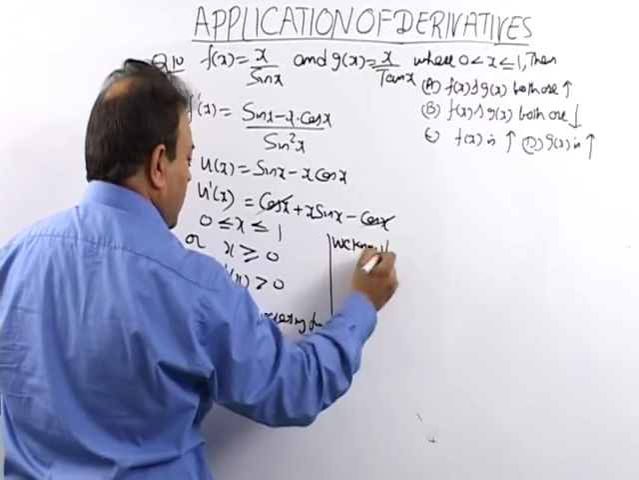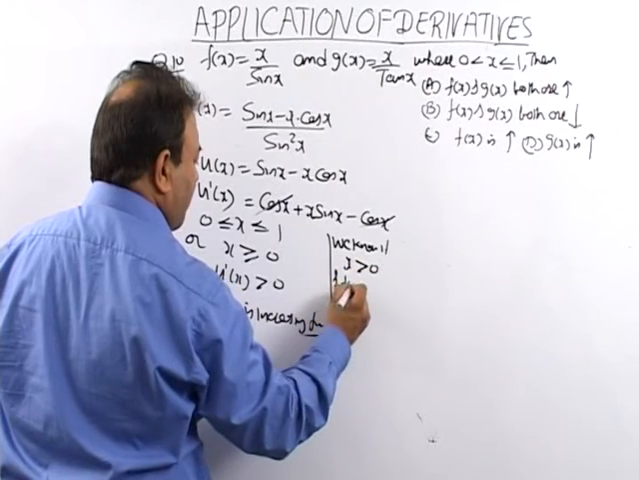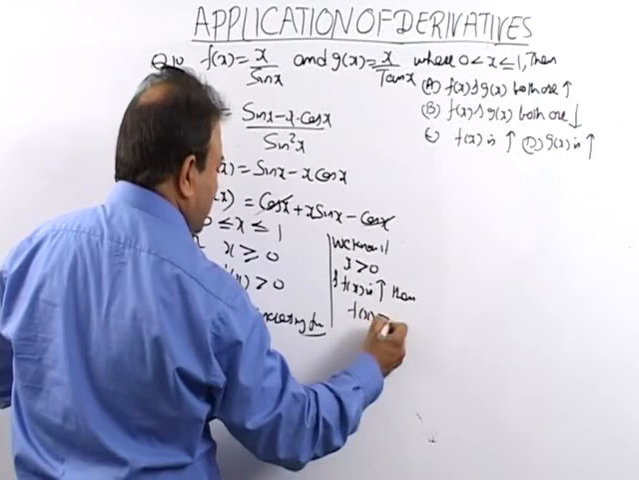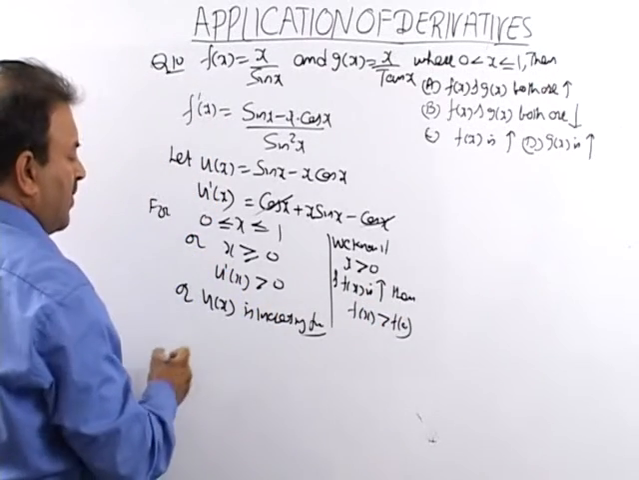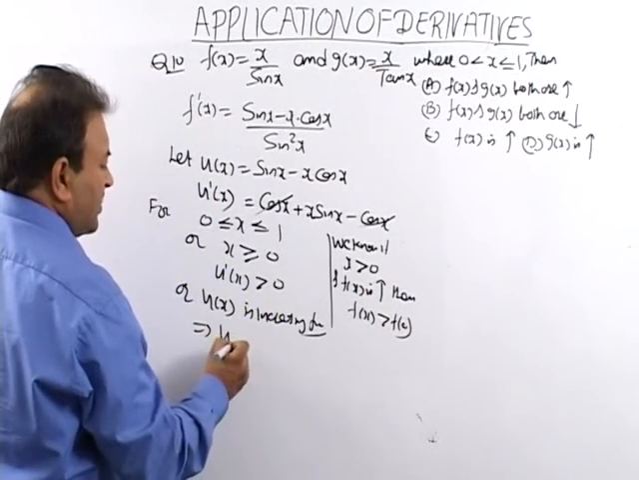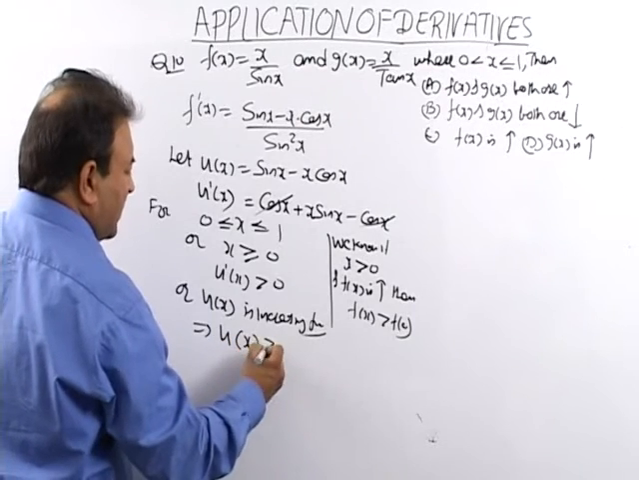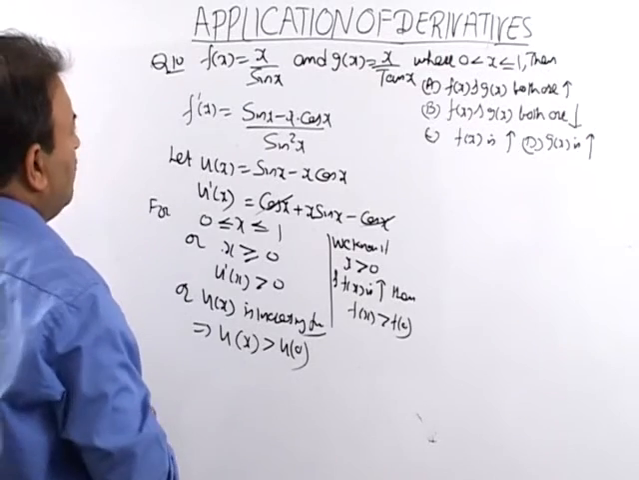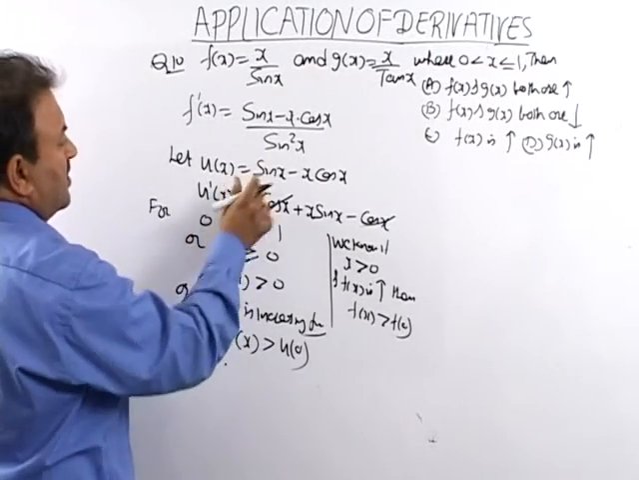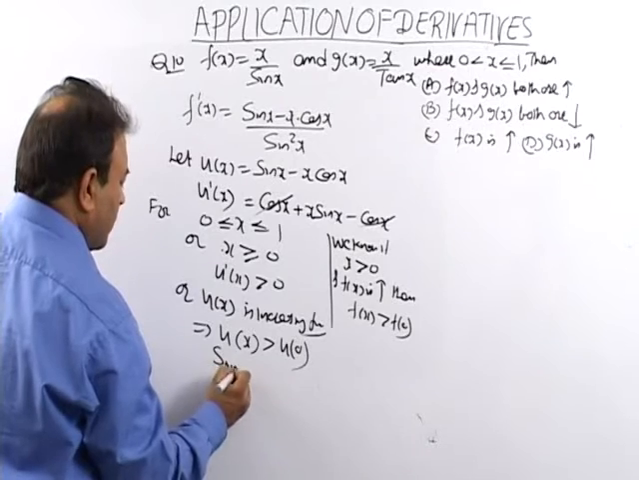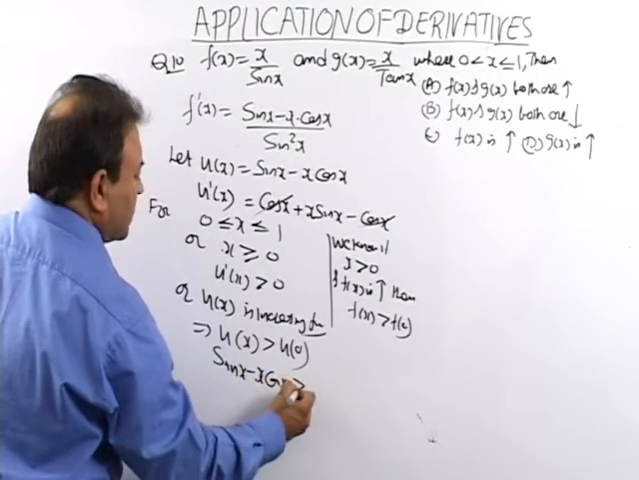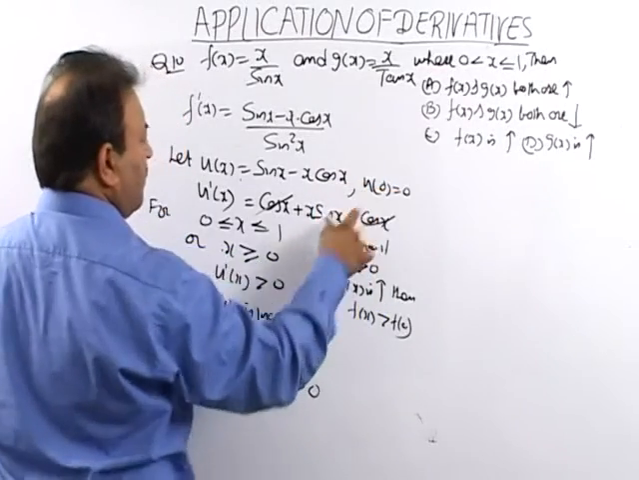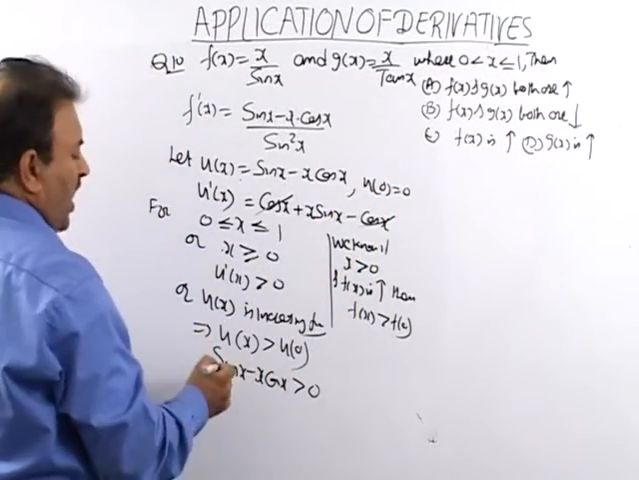We know if x greater than 0 and f x is increasing, then f of x is greater than f of 0. जो मैंने रूल लिखवाया था, I can say u of x is greater than u of 0. What is u of 0? U of x is what? This is sin x minus x cos x. U of 0 is 0. Value put करेंगे u 0. It comes out to be 0. So this is what I got.